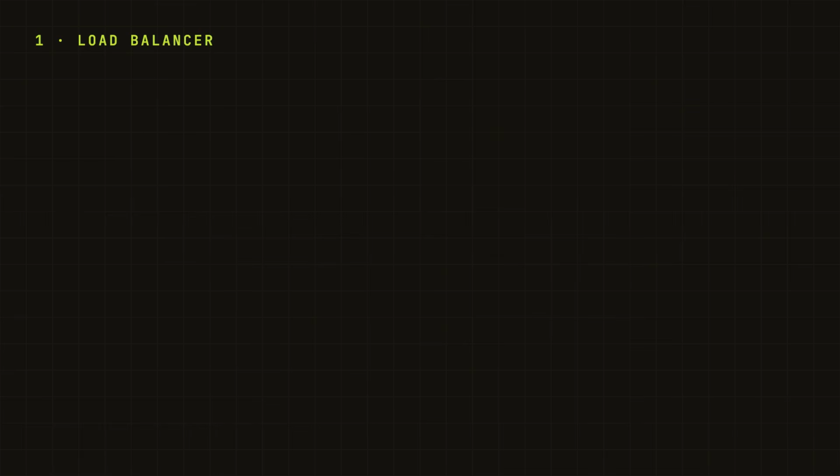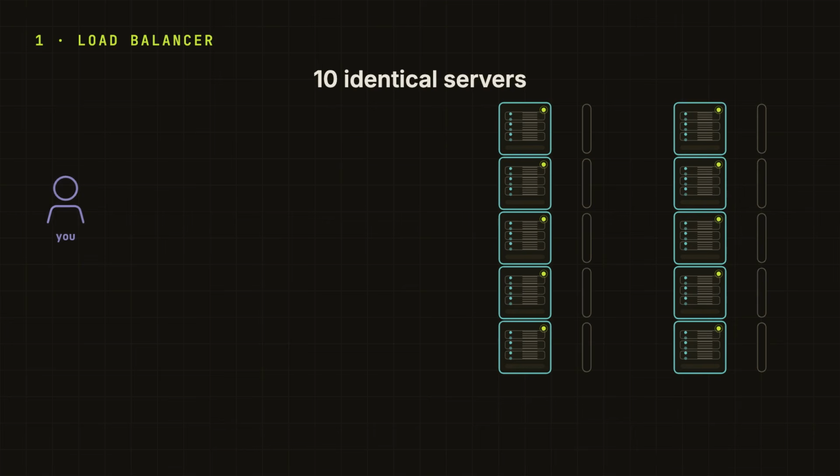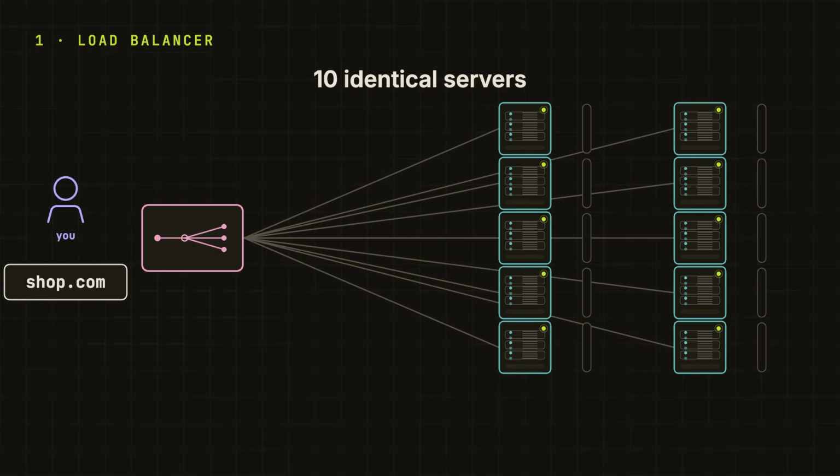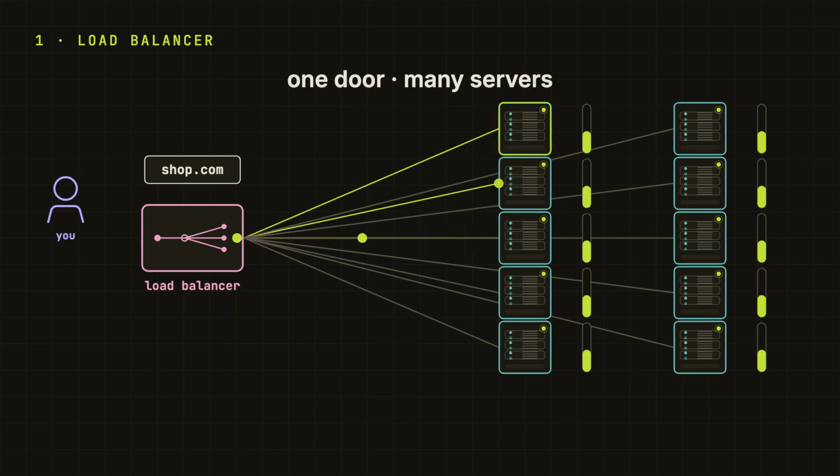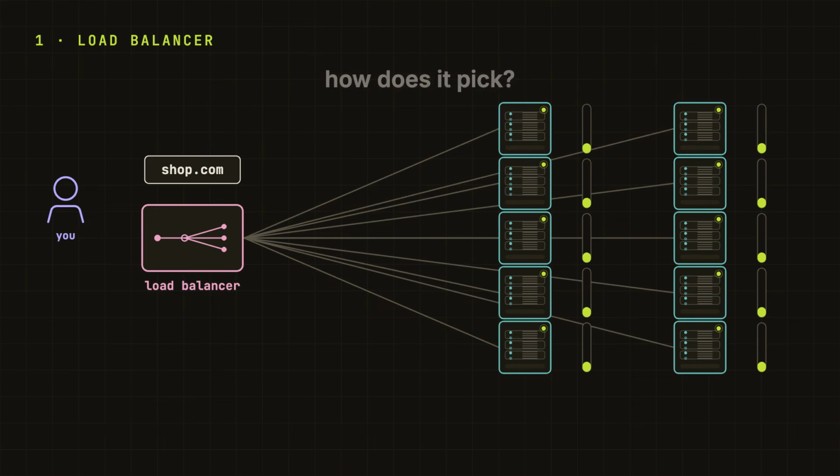Okay, we now have, let's say, 10 identical servers, but the user's browser only knows one address. So something has to sit in front, receive every request, and decide which of the 10 servers should handle it. That something is a load balancer, and it is one of the most important pieces in any large system. At a high level, one front door, one public address, hiding a whole group of servers behind it, and spreading the requests evenly across them.